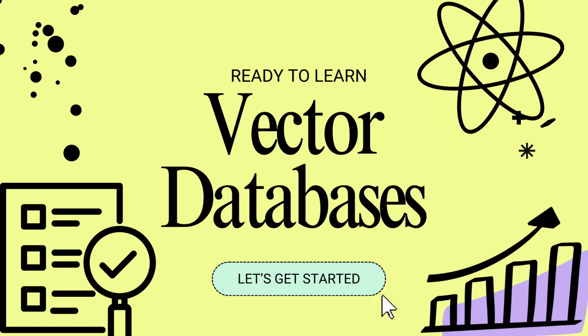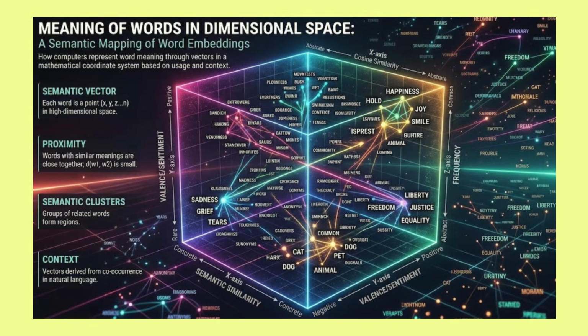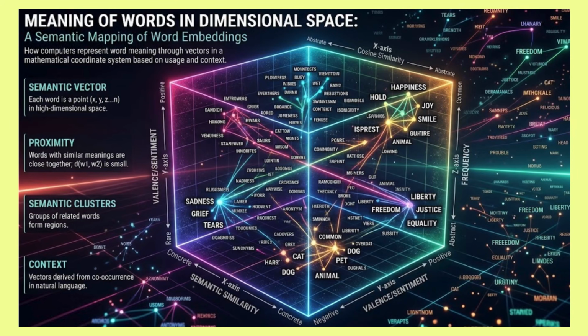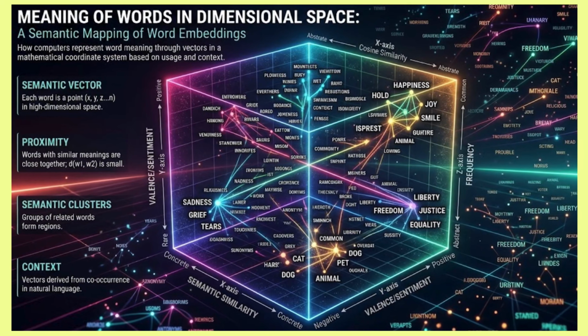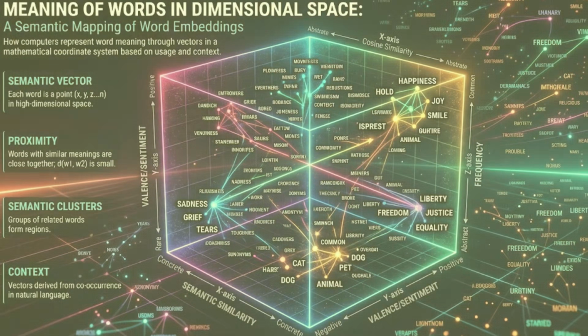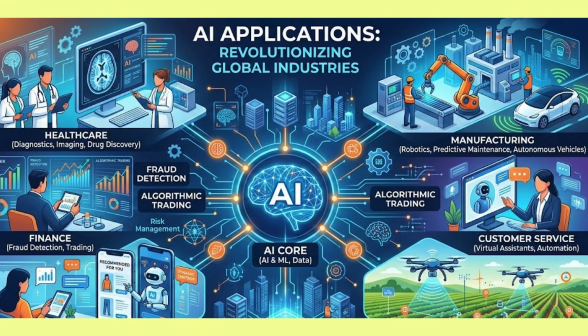A vector database is a highly specialized, cutting-edge system designed not to store words or numbers directly, but to store the meaning of those words and images. It is the essential engine that powers almost every intelligent AI application you interact with today.